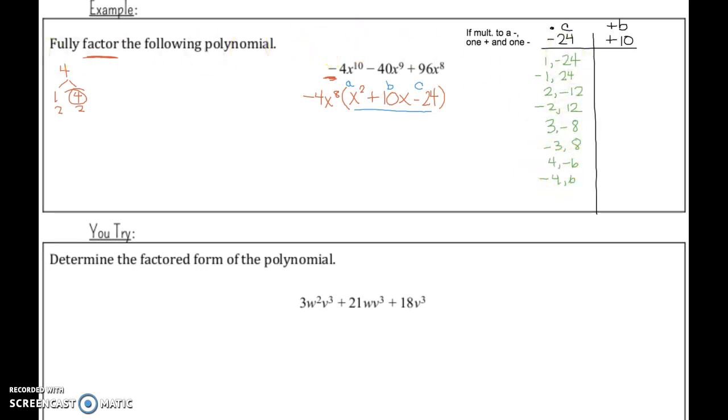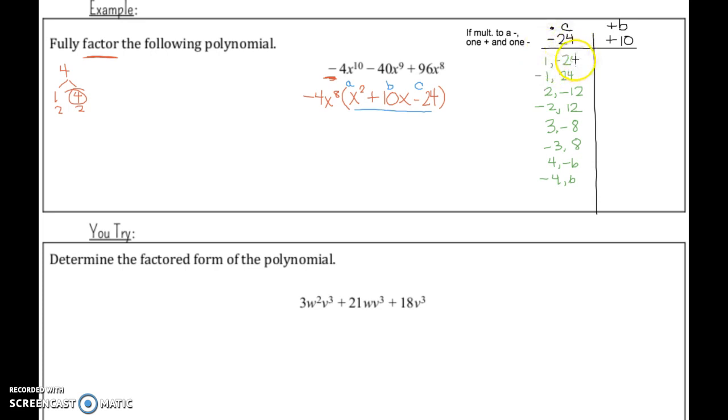So now I'm going to go through my list of numbers that I just made, and I'm going to see what they add to, because I'm trying to find the two numbers that multiply to 24 or negative 24, but they also have to add to positive 10. So I'm going to go through and add all these.